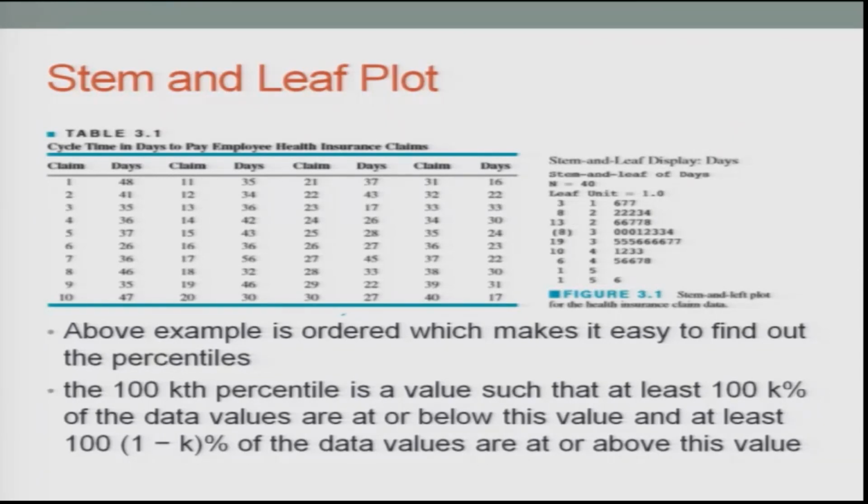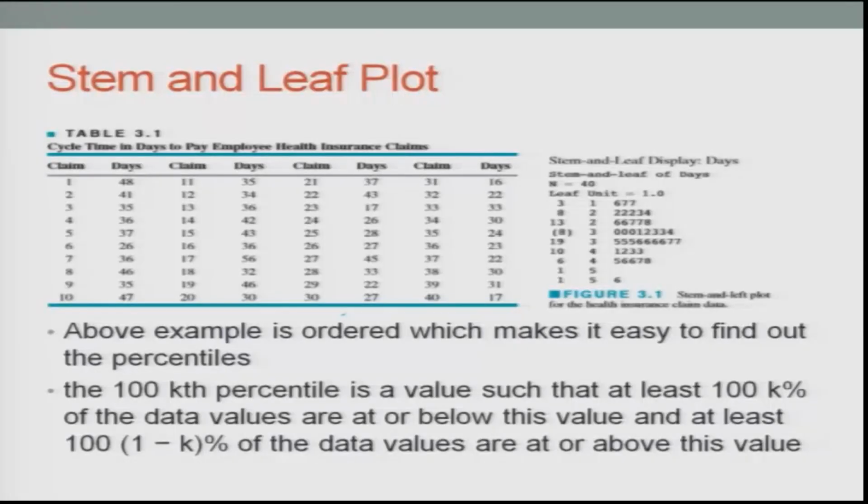If you do the stem and leaf display, the days are the stems and the leaves are the number of days. You have a leaf unit of 1, so for a leaf of 3 the unit is 1, and based on that you have the numbers given in figure 3.1. That gives you the idea of how the stem and leaf is done. The above example is ordered, which makes it easy to find the percentile. Here the claims are given from 1 to 40; if they are jumbled, you have to make a sequence of the claims based on the number of days.